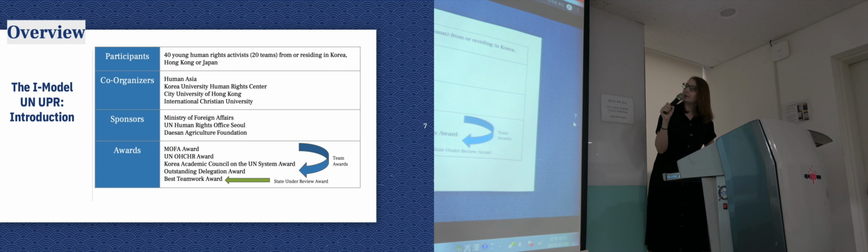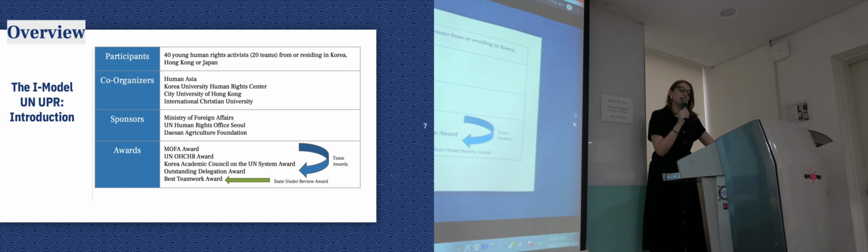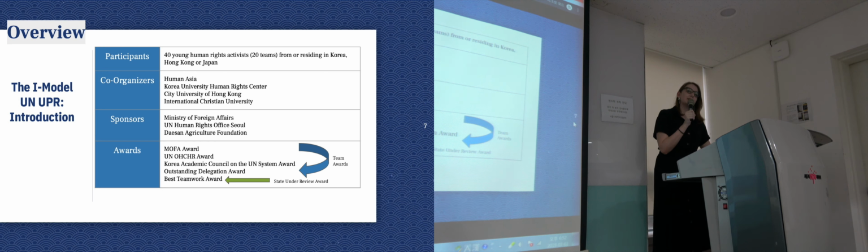So this has briefly been mentioned to you already, but just to give you a quick overview of the event, we will have 40 participants taking part, so that will be 20 teams in total, who are either from or residing in Korea, Hong Kong, or Japan. The co-organizers have spoken about it a bit already. Our sponsors this year are the Ministry of Foreign Affairs, the UN Human Rights Office of Seoul, and the Daesan Agricultural Foundation. As for the awards on offer this year, we have 4 team awards, which will be for you within your 2-person teams or delegates. And then we have a Best Teamwork Award, which will be for all the teams within the same state under review.